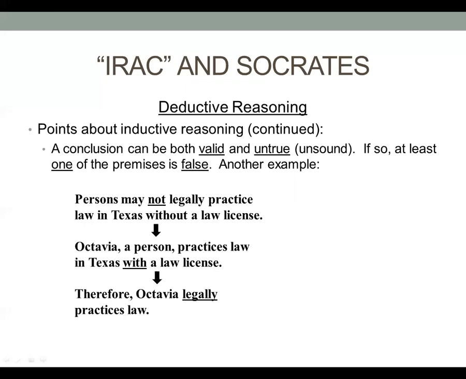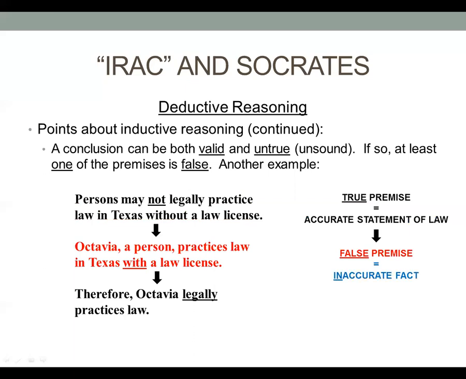Well, let's analyze this. The first premise is actually true. This is a proper statement of the law in Texas. Persons may not legally practice law in Texas without a law license. So here we have an accurate statement of the law. That's good. But let's assume, though, that it is not true that Octavia actually has a law license, that she's practicing law without one. That's a false premise. In other words, an inaccurate fact.